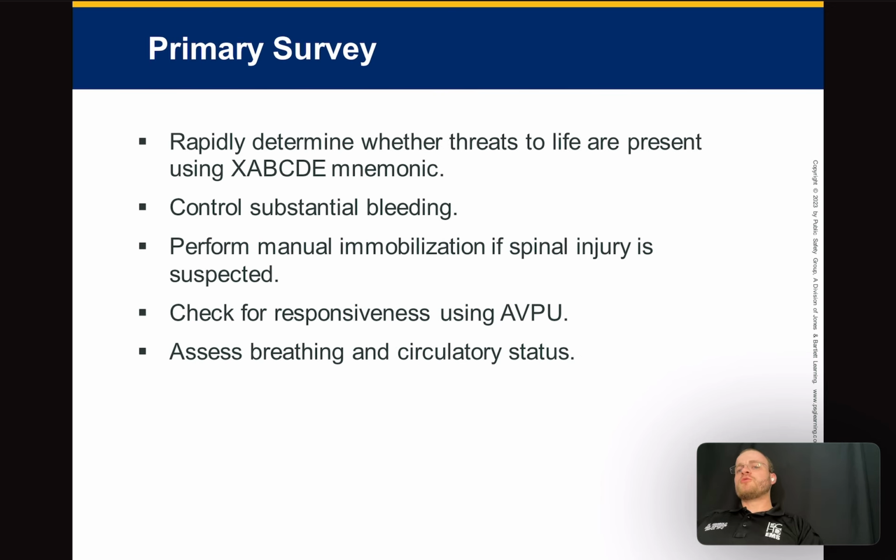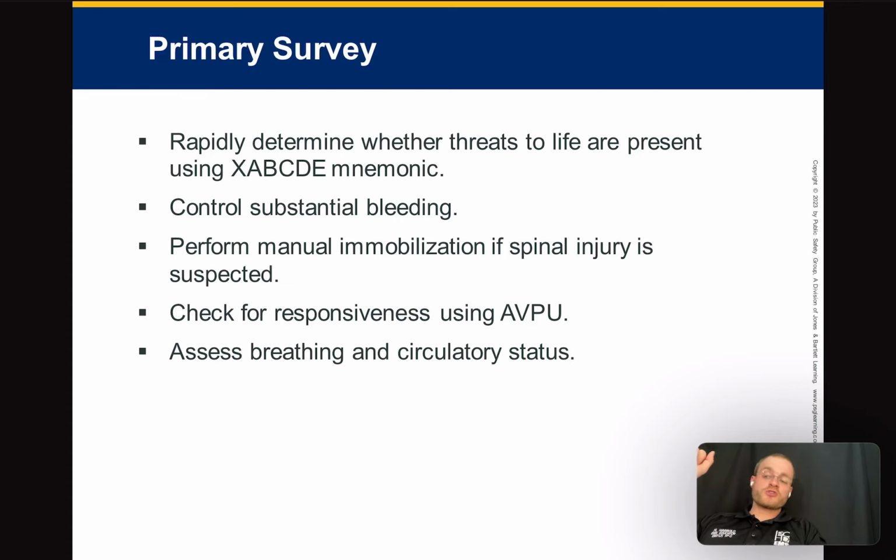Okay. So we do the primary survey. You're going to rapidly determine whether life threats are present using the X, A, B, C, D, E. So X is for exsanguination. That means bleeding out. Okay. Airway, breathing, circulation, disability, and I think E is environment. And control substantial bleeding. Okay.